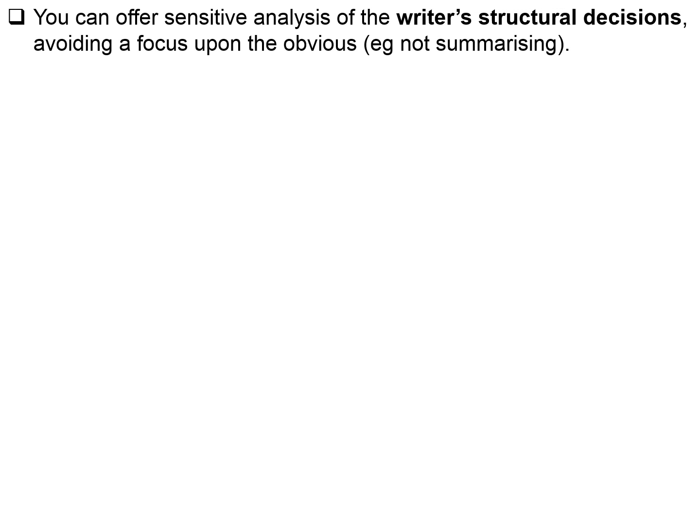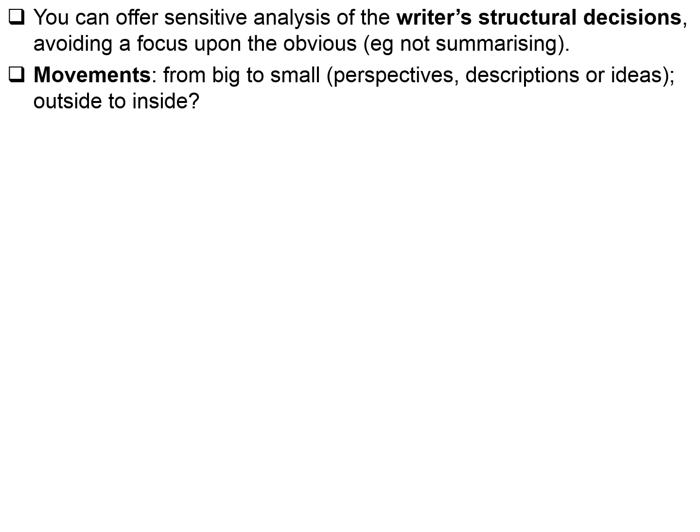Can you offer sensitive analysis of the writer's structural decisions, avoiding a focus on the obvious? So don't just summarise the series of events, but say why they happen in that order. Are there any movements? So does it go from big to small? Do we have a description of the location and then do we start to zoom in on characters or behaviours, for example? Does it go from outside a building to inside the building? That kind of thing.